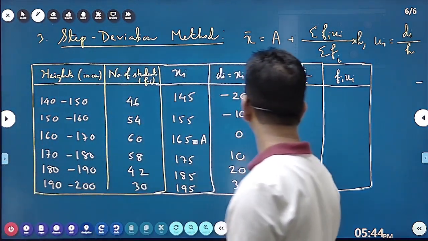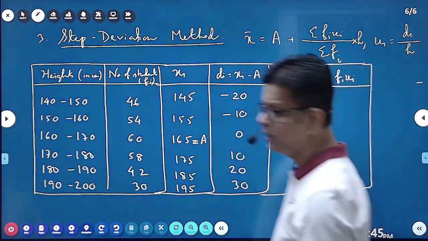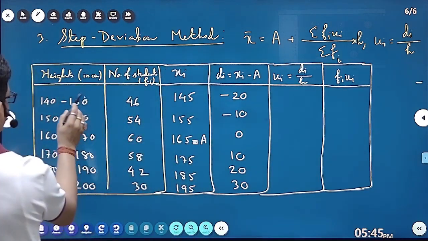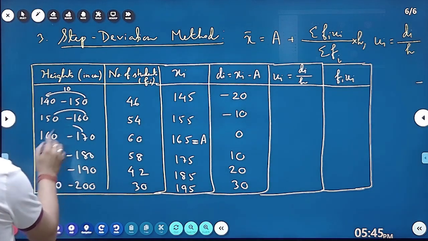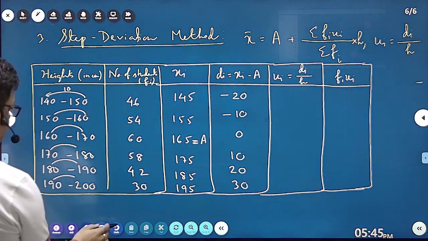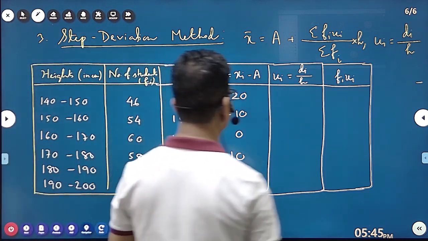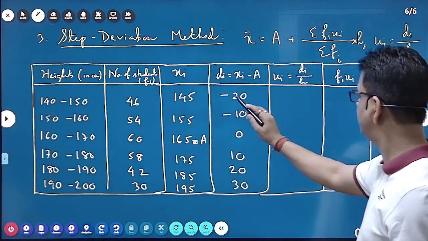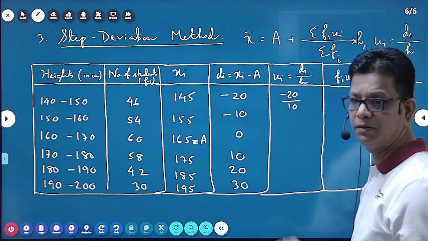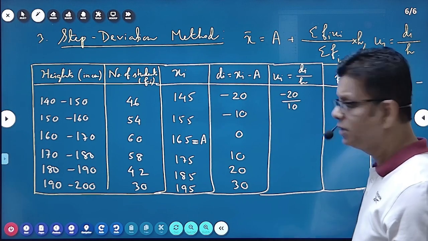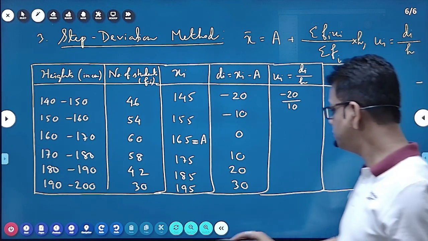Now ui column, this is something new. Ui equal to di by h. What is h? 10. The class size, the gap. If you subtract 150 minus 140, the gap is 10. All gaps are 10. So this 10 is the height, we call it class size. So class size is 10. So it will be minus 20 di by 10. Is it okay? So di is minus 20, h is 10, so it will be minus 20 by 10.